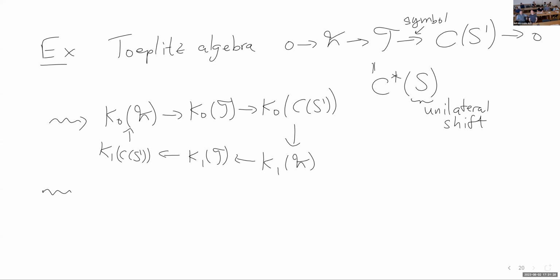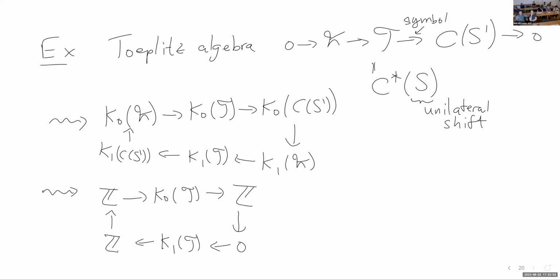Okay, well, we know what some of these things are. K0 of K is the same as K0 of C, it's just Z. And then K0 of T. Then K0 of C of S1, I mentioned, is again just Z, generated by the trivial bundle on S1. K1 of K is 0, it's the same as K1 of C. So this is 0. And then we have K1 of T. Then we have K1 of C of S1, which we described was also Z. And then we have this map delta. All right, so let's see what this map delta is, and then we'll be able to compute K0 and K1.